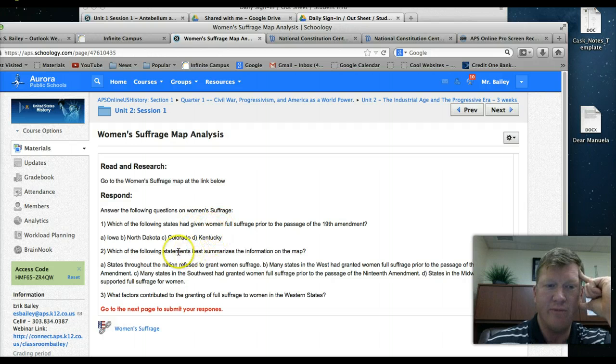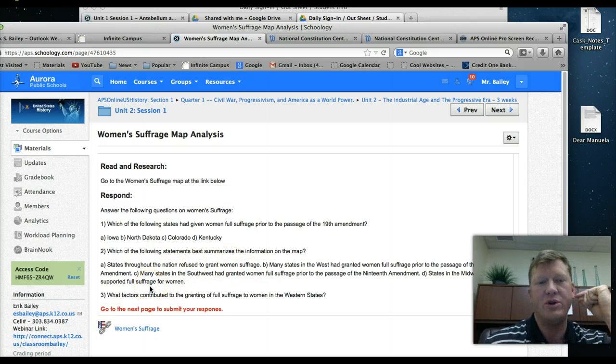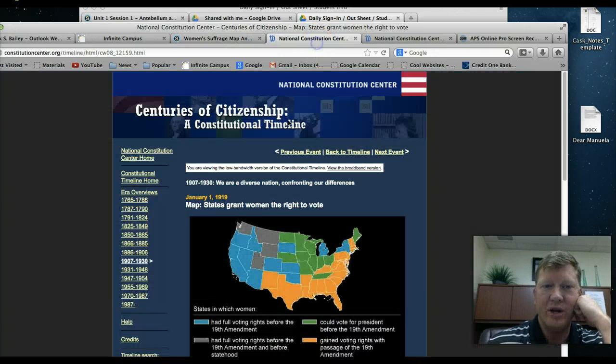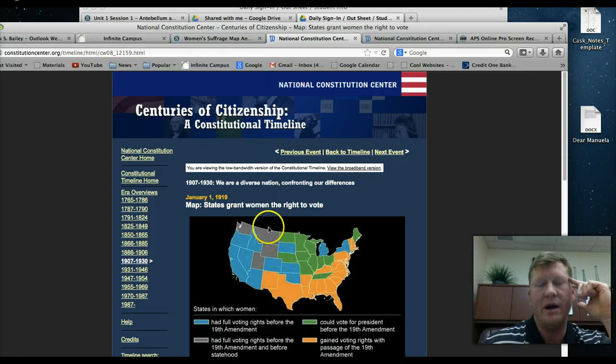Then choose which of the following statements best summarizes the information on the map. You look at all these statements, look at the map, and then decide which one of those statements is the best statement. And then finally, what factors contributed to the granting of full suffrage to women in the Western states? I already kind of mentioned in the beginning what the answer to that is. Look at the difference. What areas are granting women the right to vote before the 19th Amendment?